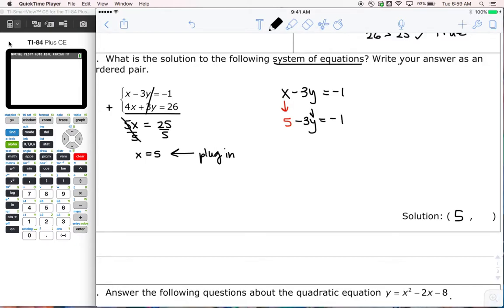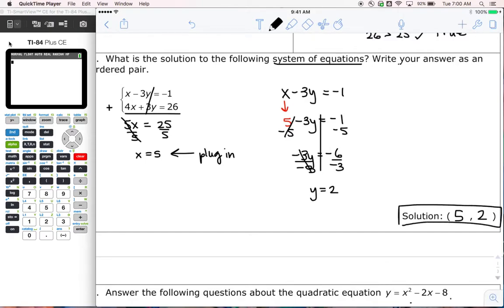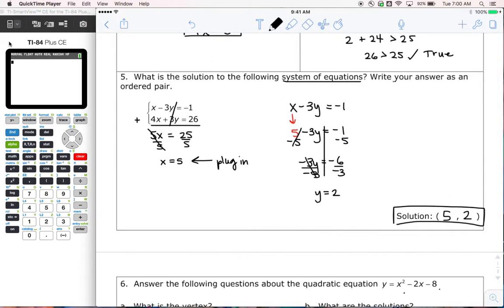So if I'm solving for y, that means I got to get rid of the 5 first. So I'm going to subtract 5 from both sides of my equation. I'm actually solving here now. And that's going to leave me with negative 3y is equal to negative 6. So finally, I got to get rid of this negative 3. I'm going to use division. And I've got y is equal to positive 2. So my solution is 5, 2. So for this one, guys, just remember, find the first variable, should be pretty quick, and then plug it in to find the remaining variable.